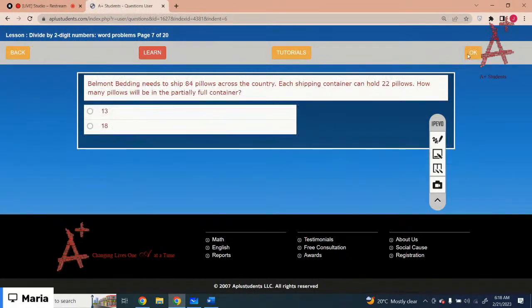Okay, the next one is Belmont Bedding needs to ship 84 pillows across the country. Each shipping container can hold 22 pillows. How many pillows will be in the partially full container? So divide 84 by 22. You have to look for the remainder actually.